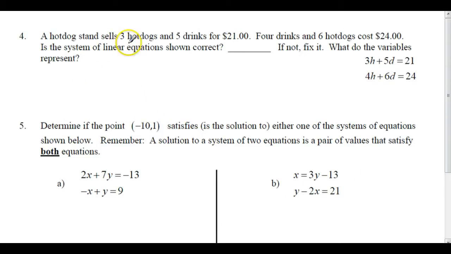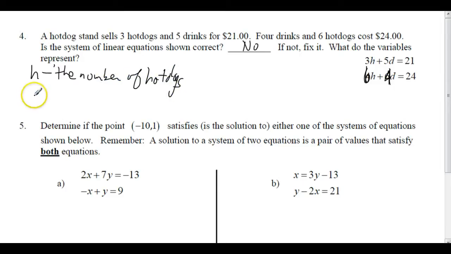A hot dog stand sells 3 hot dogs and 5 drinks for $21. 4 drinks and 6 hot dogs cost $24. Is the system of linear equations shown correct? Okay, 3 hot dogs, 5 drinks, 21. 4 drinks, 6 hot dogs. No. So 6 hot dogs plus 4 drinks. So no. And what do the variables represent? So H is the number of hot dogs. D is the number of drinks.